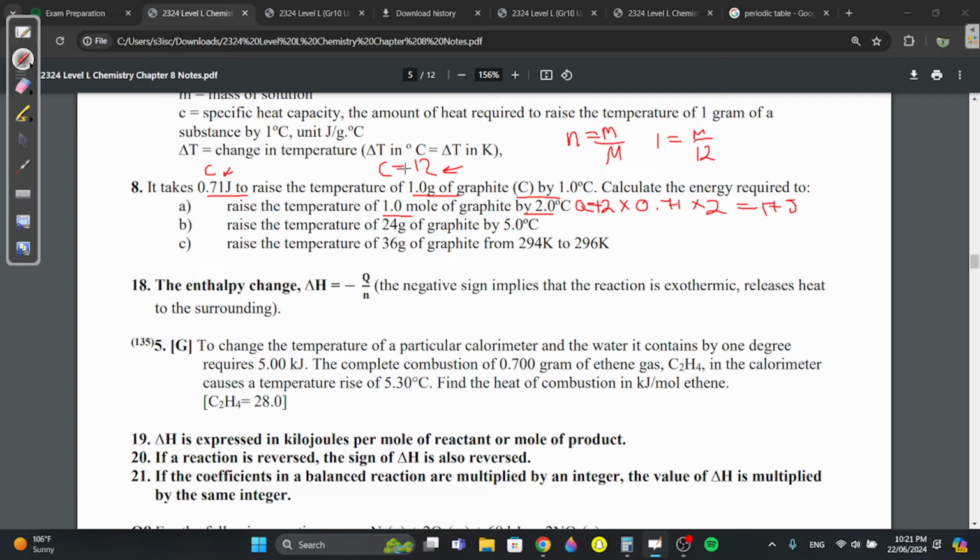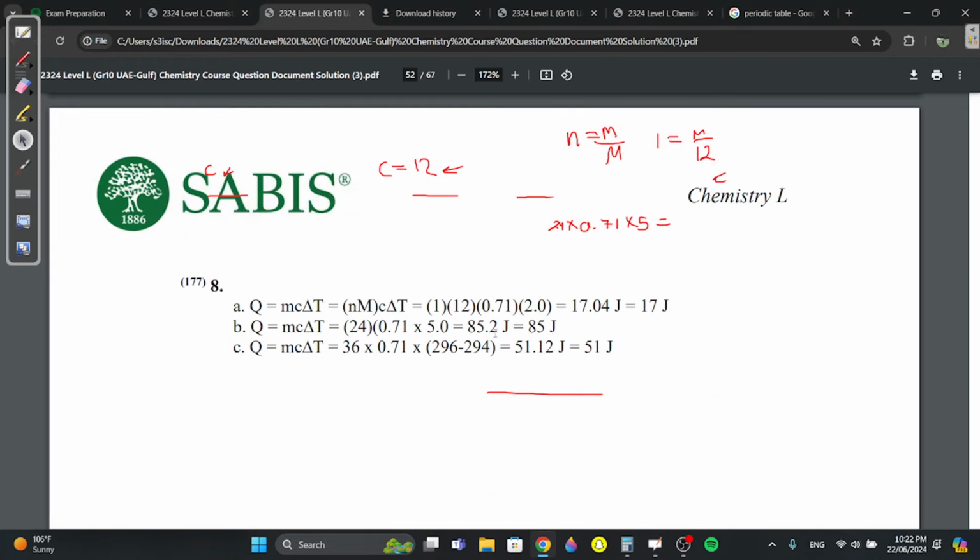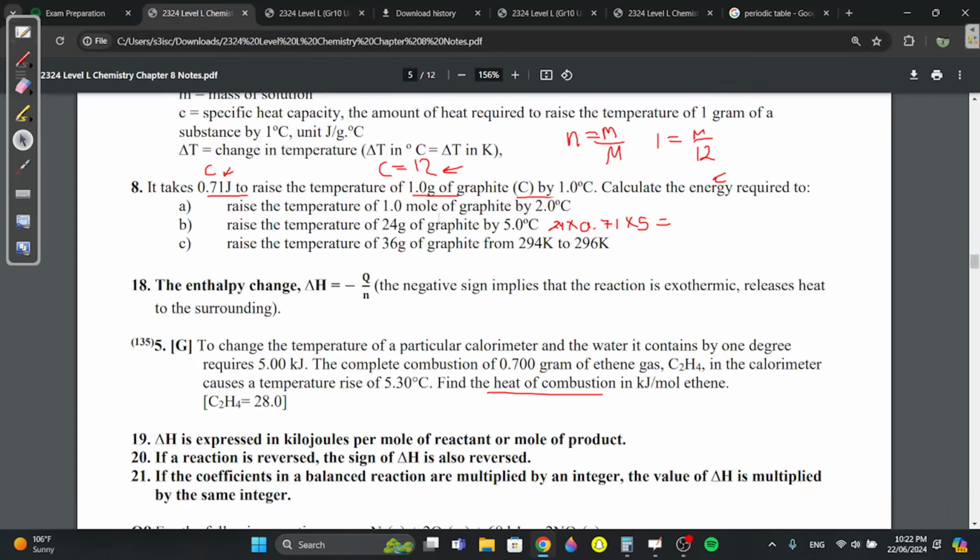This is when they ask you to find the energy. But sometimes they say calculate the enthalpy change, or calculate the heat content, or molar heat of vaporization or something like this, or the heat of combustion. Let's continue here. Raise the temperature of 24 grams. They gave you the mass 24 times the C 0.71 times the temperature 5. You get 85.2. They rounded to 3 significant figures.